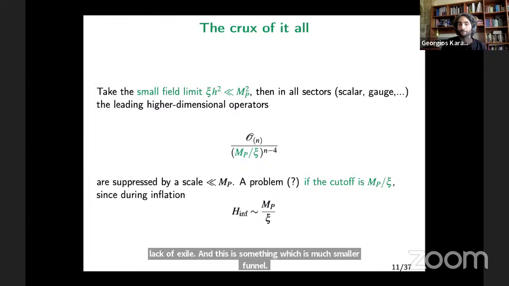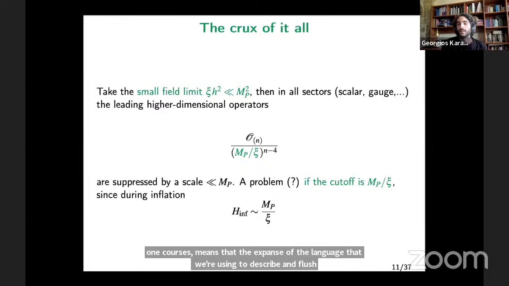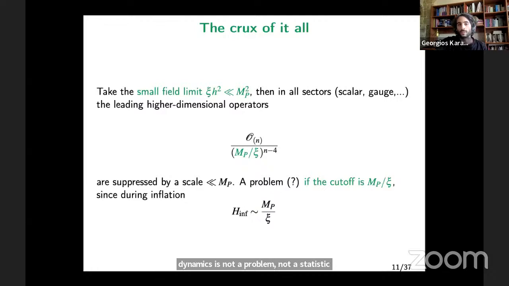Now, this is a problem if the cutoff is M Planck over xi. And it's a problem because during inflation, the Hubble scale is also M Planck over xi up to an order one coefficient. It means that the language that we're using to describe inflationary dynamics is not the appropriate one, or at least there is tension. So it may not be a suitable description of this period.